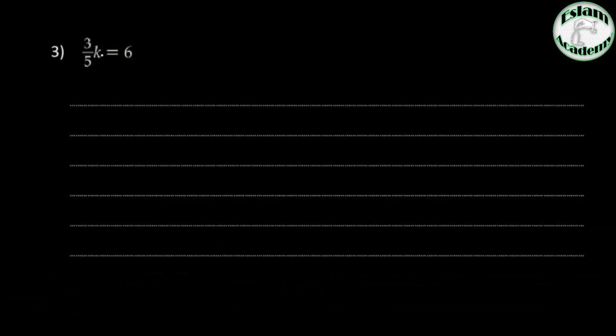Number 3. 3 over 5 K equals 6. Solving the same way, by multiplying by the reciprocal because we have a fraction, it will be 5 over 3. So we cancel 3 over 5, which means K is equal to 6 divided by 3 equals 2, 2 times 5, which equals 10.